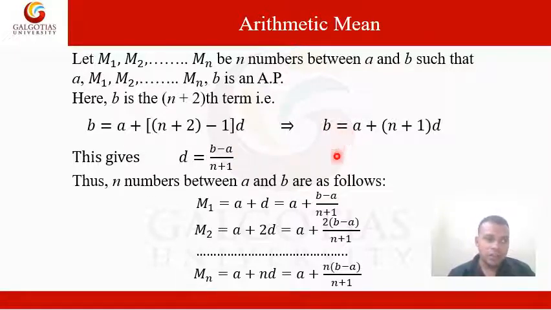So in this case, the numbers between a and b are as follows. m1 will be equal to a plus d, and I can put the value of d here. Again m2 is equal to a plus 2d, and again I can put the value of d here, and likewise for mn. In this way I can get each and every mean, that is m1, m2, m3. That means I can easily form an arithmetic progression with the help of arithmetic means.